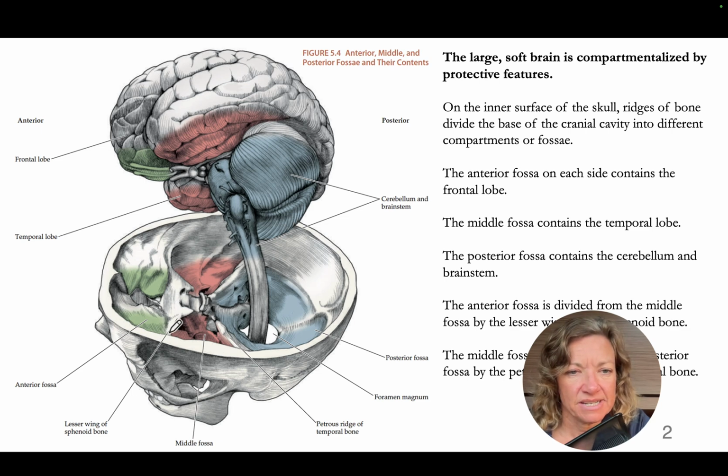The anterior fossa, you can see, is separated from the middle fossa by the lesser wing of the sphenoid. That's the bony ridge there. And the petrous ridge of the temporal bone separates the middle and posterior fossae.